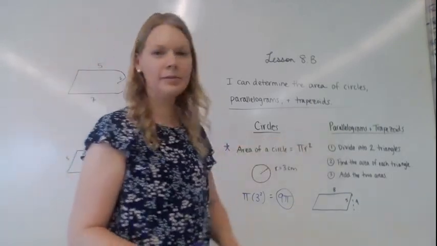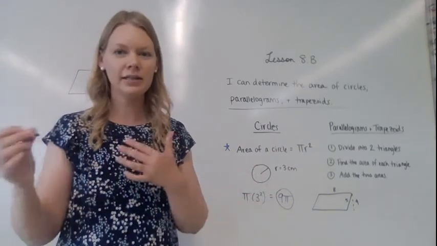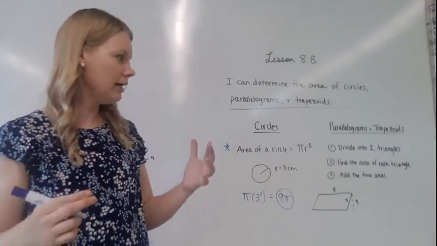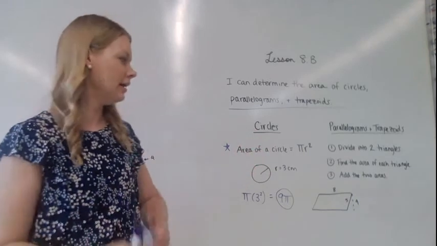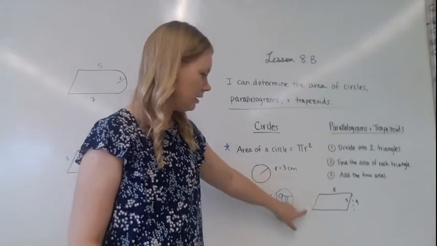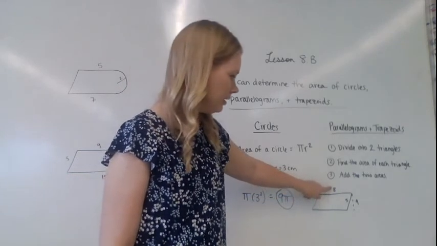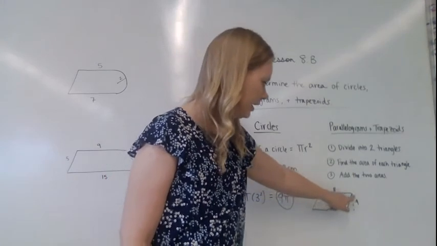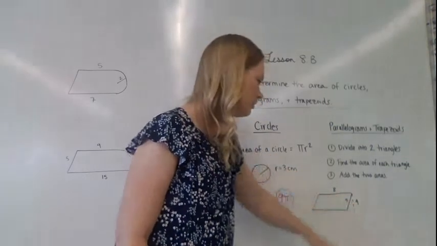For parallelograms and trapezoids, each one of those shapes can be divided into 2 triangles, and then you will just find the area of each triangle and then add those 2 triangle areas together to get the area of the overall shape. And so right here I've got a drawing of a parallelogram, and you can see the long side lengths are 8, and then the shorter side lengths are 5. And then this dotted line is showing the altitude or height, which is 4.